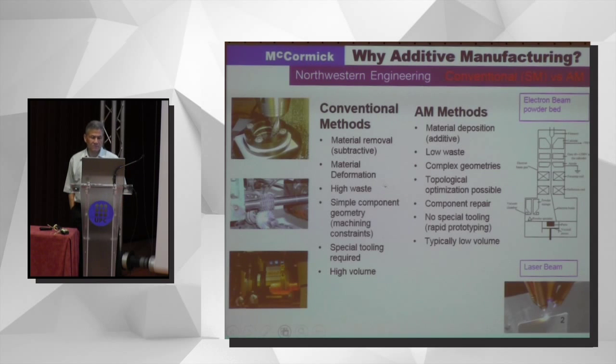The additive manufacturing is where you add material. It has very low waste in material, but it can really do a lot of complex geometry, and we want to incorporate topological optimization if possible. And of course, it's pretty good for repairing components. Now, there are two types of additive manufacturing I'd like to talk about today. One is called electron beam, and the other one is laser beam.